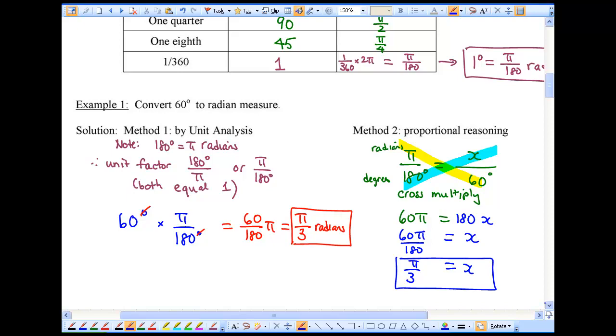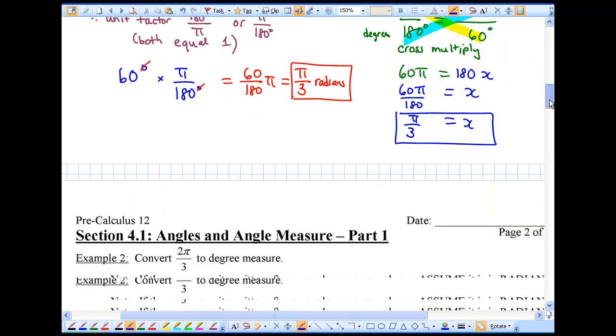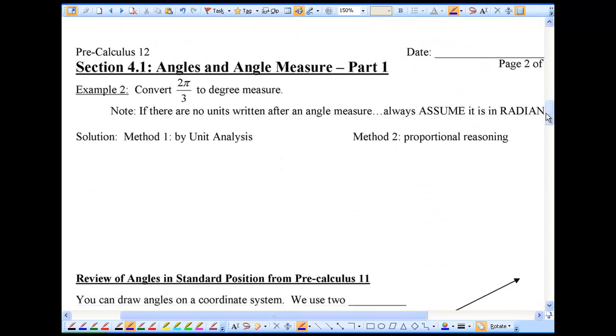Alright, turn the page, and I'm going to ask you to go the other way now. So I'm going to ask you to convert 2 pi over 3 to degrees. I'll show you 2 ways. And by the way, if no units are written after the angle measure, always now assume that we are talking about radians. Okay, you're in grade 12. Those of you doing calculus, always assume that it's radians.